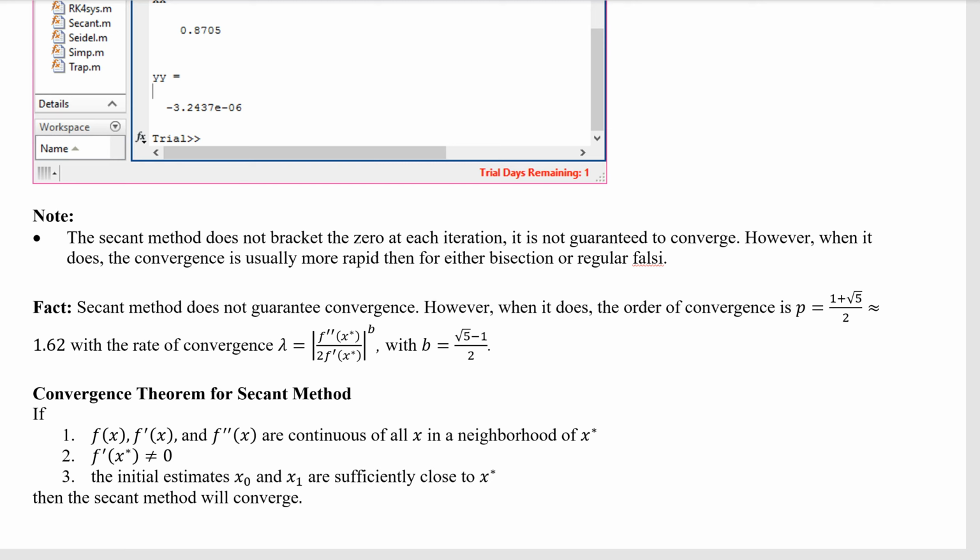At the end of this chapter, we will learn more methods, Newton's method and some iterative methods. I will make a summary of all those methods in comparison charts, so you will see the difference between the different methods.